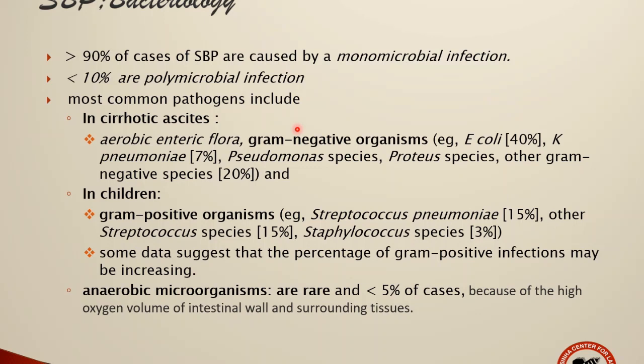But on the other hand, in children, the ascites tends to get infected by a gram-positive organism. Again, it's monomicrobial, but here it is gram-positive as opposed to an adult patient of cirrhotic ascites where it is gram-negative. Here it is gram-positive organisms: Streptococcus pneumoniae, other Streptococcus species, and of course Staphylococcus species. And some data has now emerged which suggests that the percentage of gram-positive infections may actually be increasing. Anaerobic microorganisms are rare. That is singularly important, and they are found in less than 5% of cases. Probably it has to do with the high oxygen volume of the intestinal wall and the surrounding tissue.